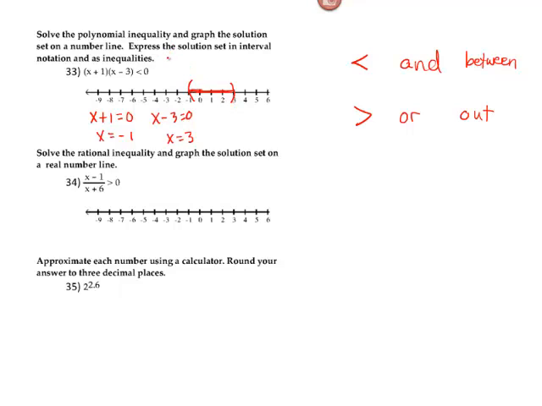Then it says express the solution set in interval notation, which is where we write what we are shading between, which is between negative 1 and 3, so that's what we put. As an inequality, you would put negative 1 is less than x is less than 3.